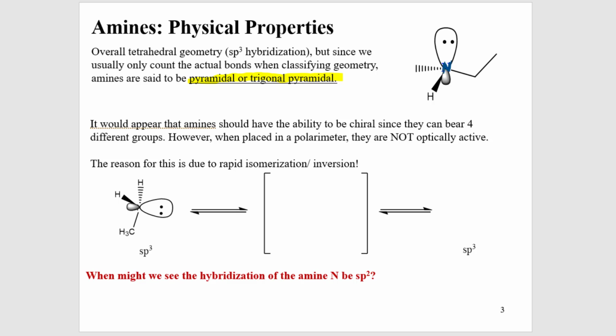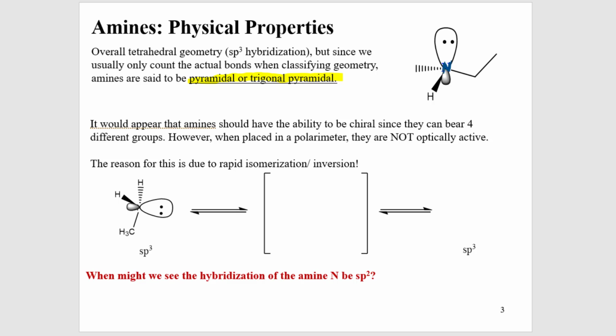We sort of exclude the lone pair when we actually give it its final geometry. It would appear, given that it technically has a tetrahedral shape, that amines would have the ability to be chiral, since if you count the lone pair as its own group, as unique, then it technically could have 4 different groups off of it.